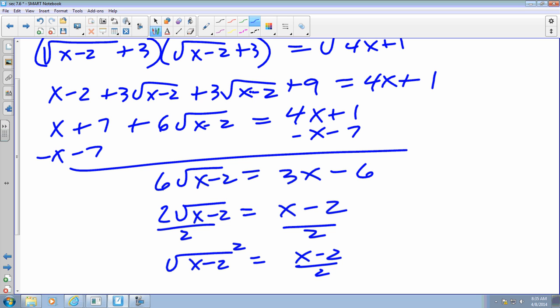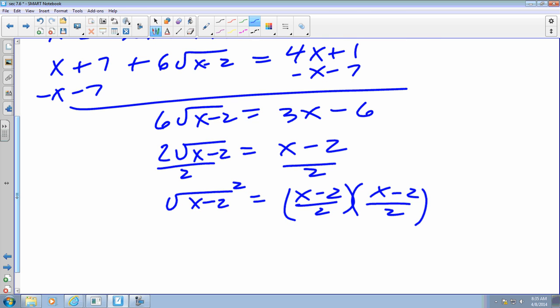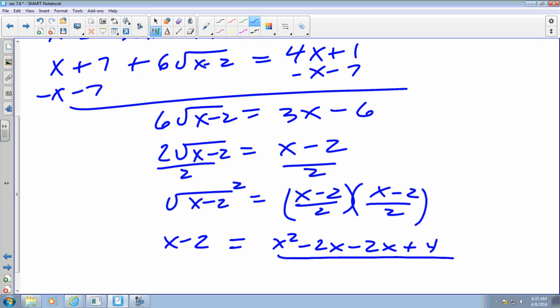I'm going to square this side, square this side. So on the left I get x minus 2. On this side I get x squared minus 2x minus 2x plus 4 all over 4.